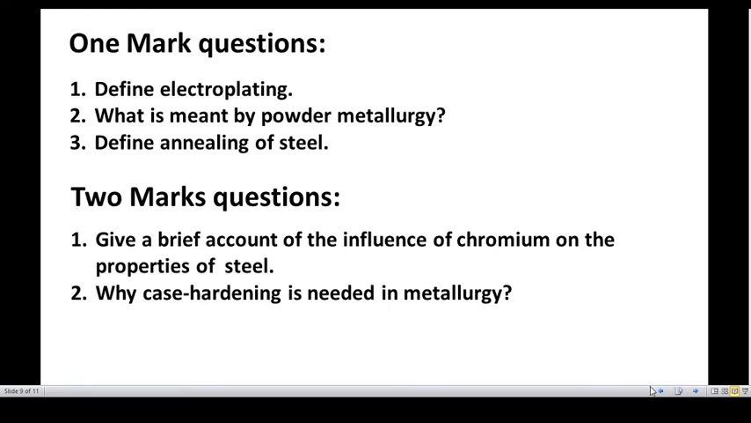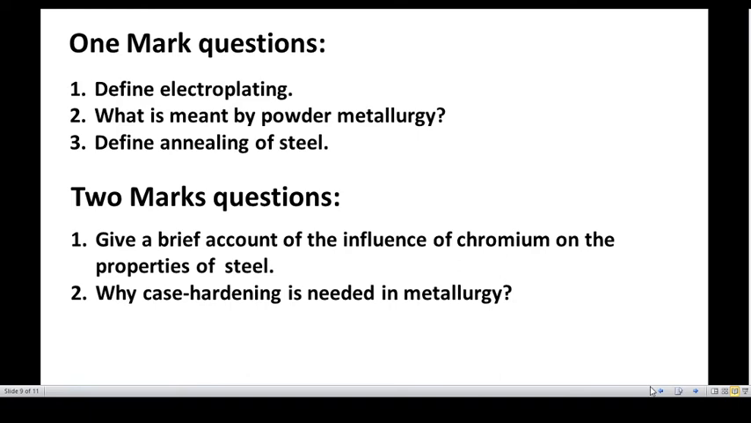Now coming to the second question, why is case hardening needed in metallurgy? Case hardening is actually a simple process of hardening the surface of a metal object. That means it is not to the core, it is only hardening of the surface of the metal object. In this process, the surface of the metal object becomes hard and the core becomes soft.